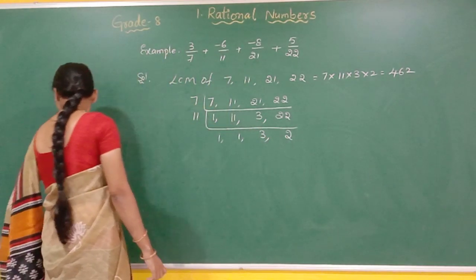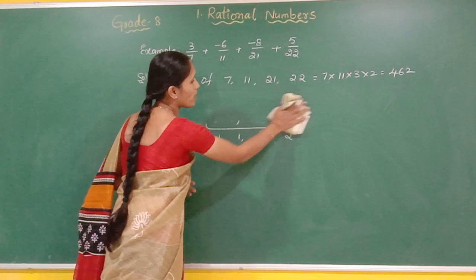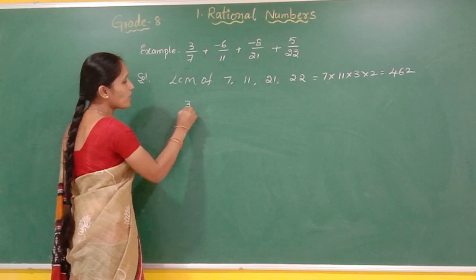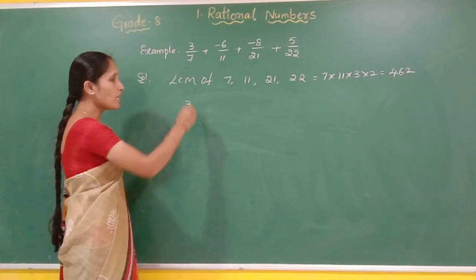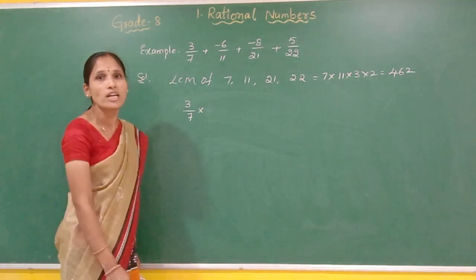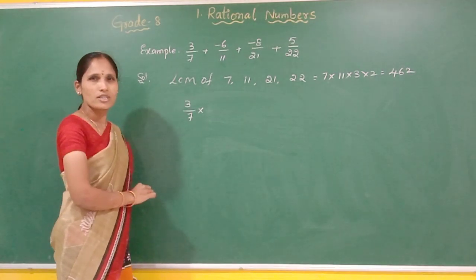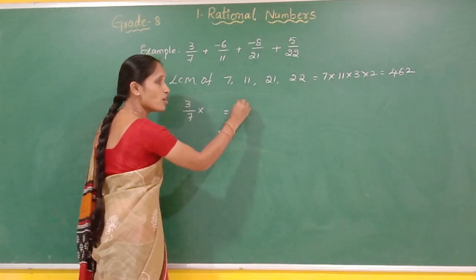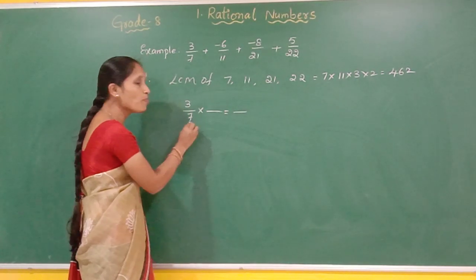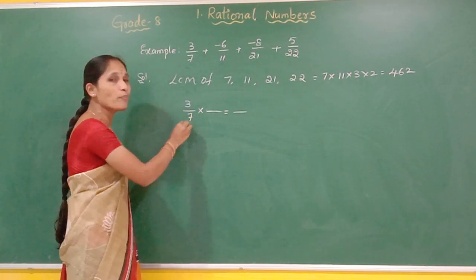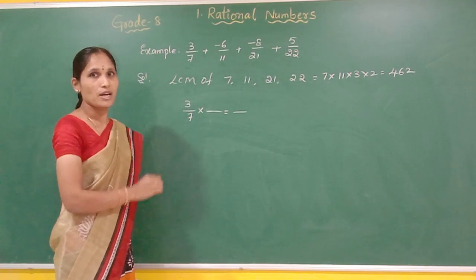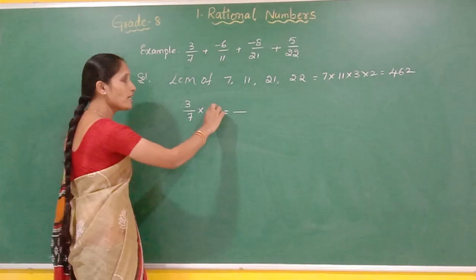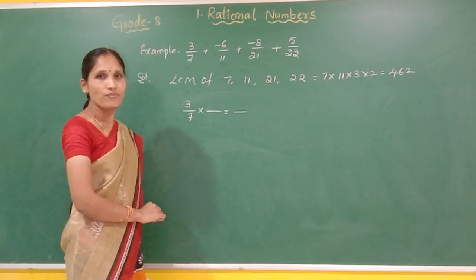Okay. Now what is the next step? The next step is equalizing the denominators. First number is 3/7. Now we will write the equivalent fraction of the given number. Children, do you remember how to write an equivalent fraction of a given number? Yes. Multiply both numerator and denominator by the same number, and we can get the equivalent fraction of a given fraction.